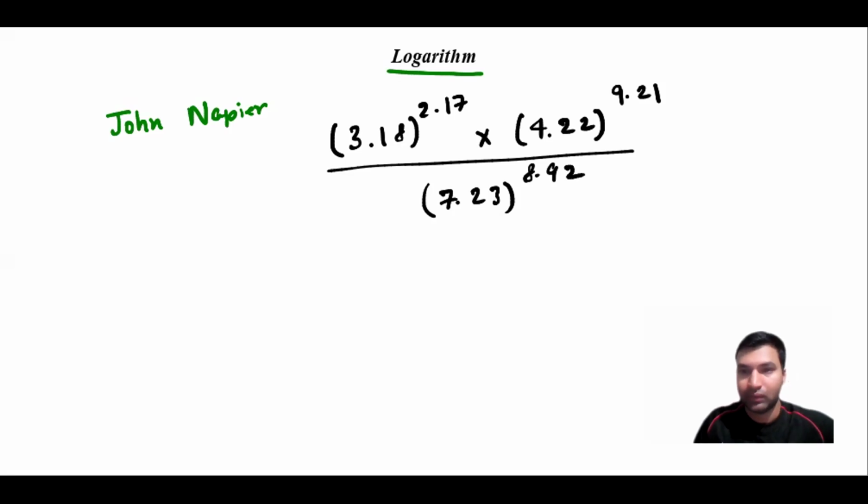If I ask you to do this calculation manually, this is enough to leave maths, isn't it? So John Napier invented a tool called logarithm, which converts this entire product, which looks weird, to simple form, so that it becomes simple. It was invented back in the 17th century and there were no calculators, so it was a very tedious process to do these kinds of multiplications.